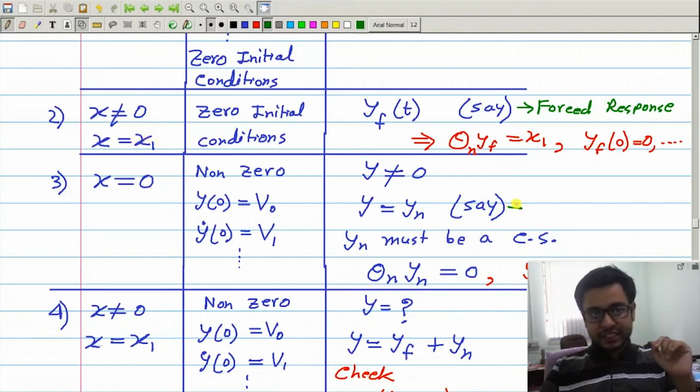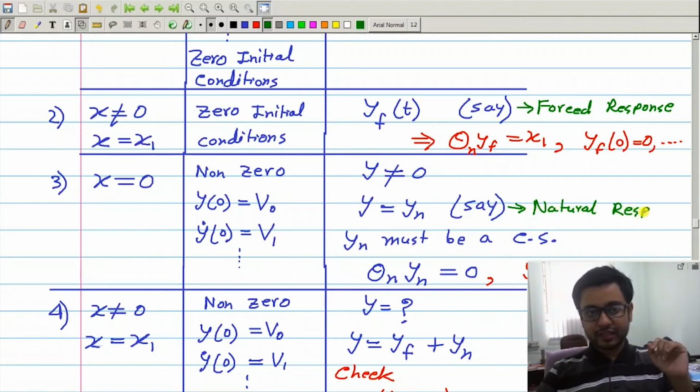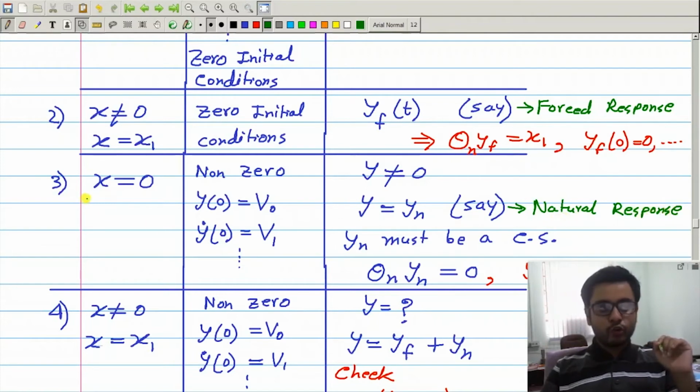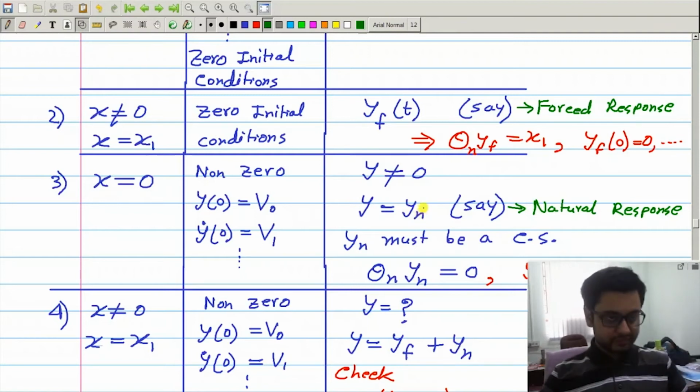And this response y_n is called natural response, N for natural, and this is what we get with no input, only by virtue of non-zero initial conditions. So this is a spontaneous output that you get without any input.